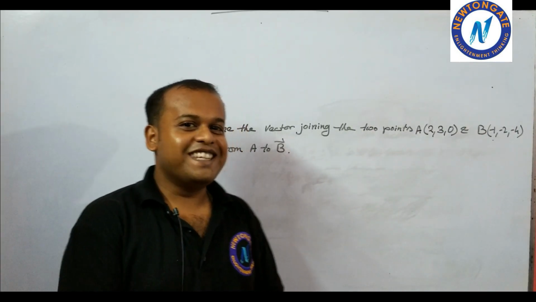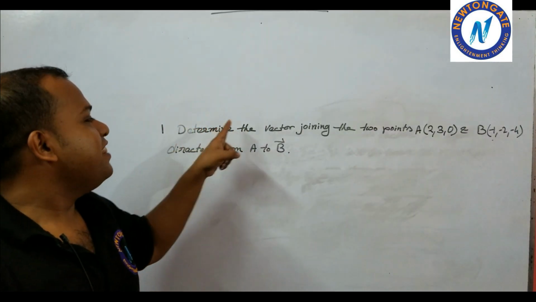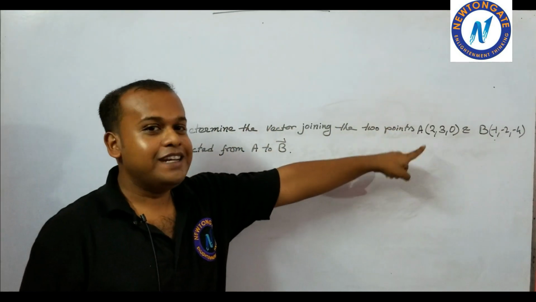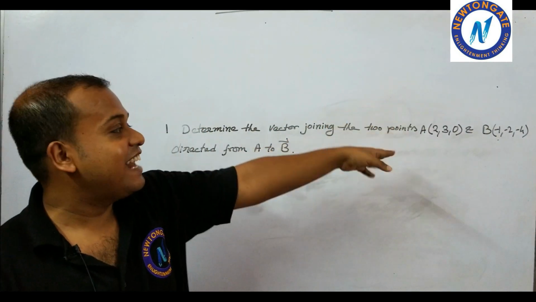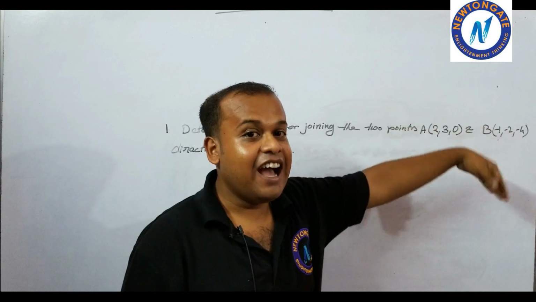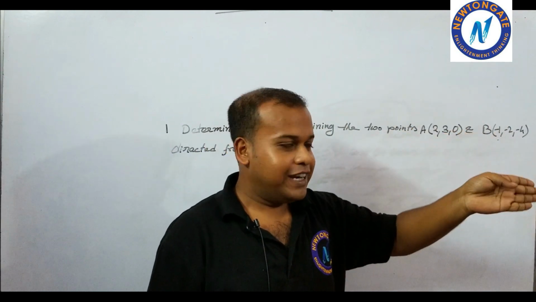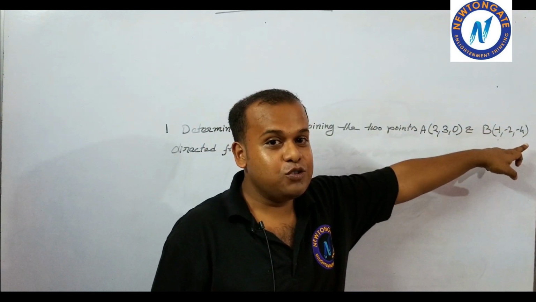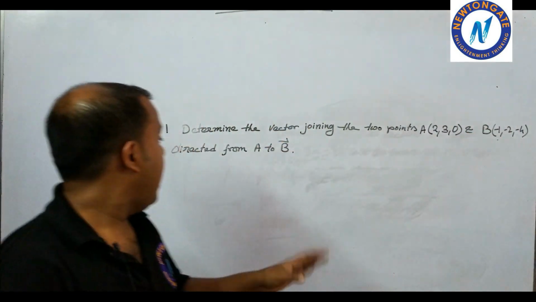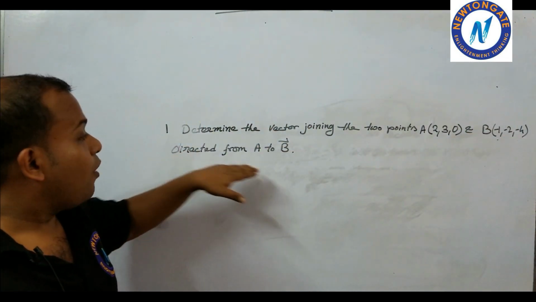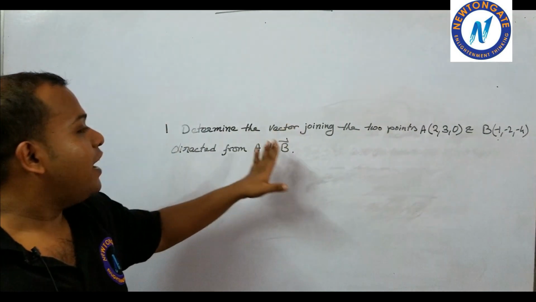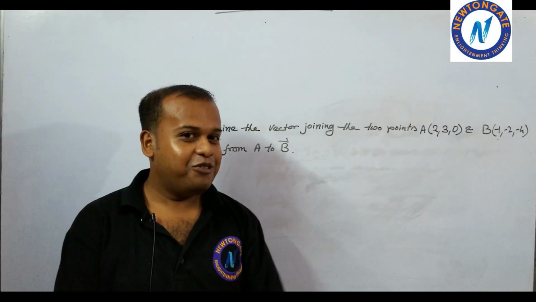Now our next question is: determine the vector joining the 2 points, A whose coordinates are given by 2, 3, 0 and another point B whose coordinates are given by -1, -2 and -4, and which is directed from A to B. So we need to find out this vector. So how to find this out?